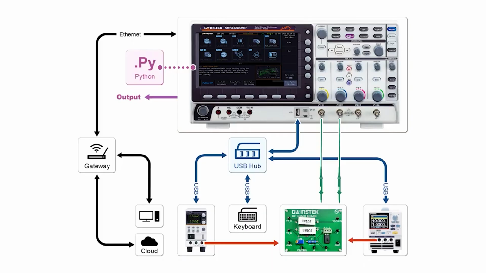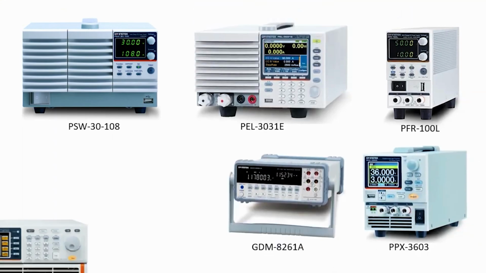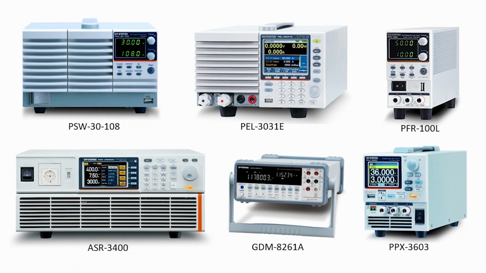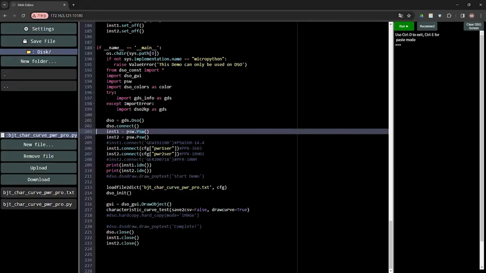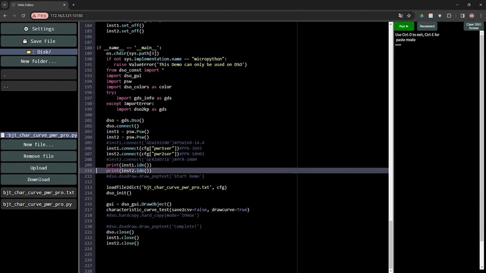Under Python script control, MPO 2000 can communicate with external USB devices through the USB interface using the CDC ACM protocol for collaborative testing. Connectable devices include the PSW, PFR, PPX, PL, GDM series, and MPO can also control external devices via LAN using the socket protocol. This feature makes MPO suitable for small-scale automation and semi-automation testing applications, saving engineers considerable time and effort.